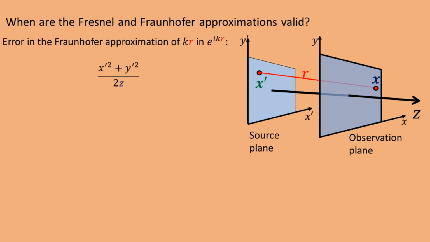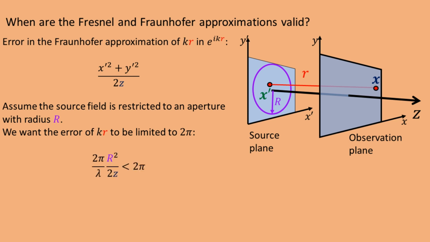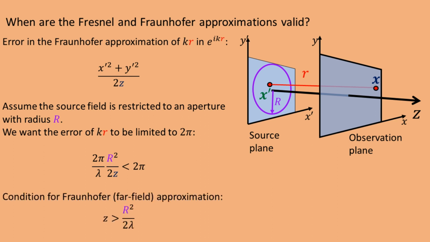Now let's look at the Fraunhofer approximation. The term we neglected there was the quadratic phase vector x prime squared plus y prime squared over 2z, so we have to see how large the propagation distance z should be in order for this term to be negligible. Let's assume that the initial field is restricted by an aperture with radius r, so x prime squared plus y prime squared is smaller than r squared. Again, we want the error in kr to be much less than 2 pi, so we find that 2 pi over lambda times r squared over 2z should be less than 2 pi. Solving for z then gives that z should be much larger than r squared over 2 lambda in order for the Fraunhofer approximation to be valid.